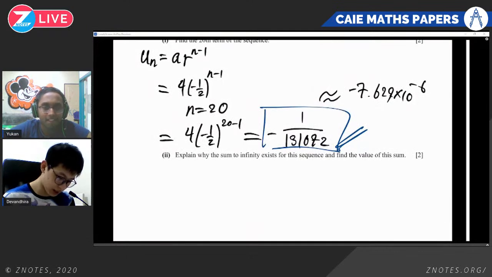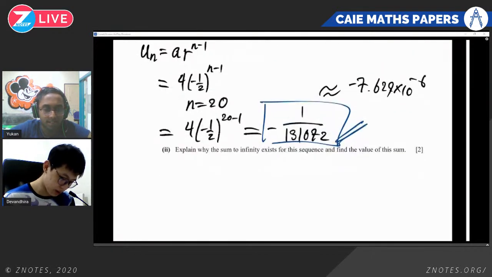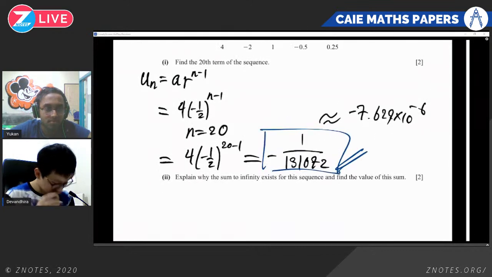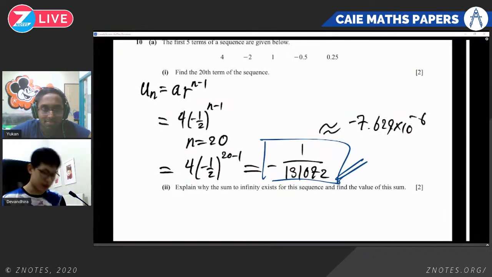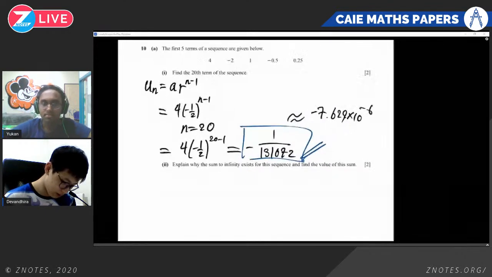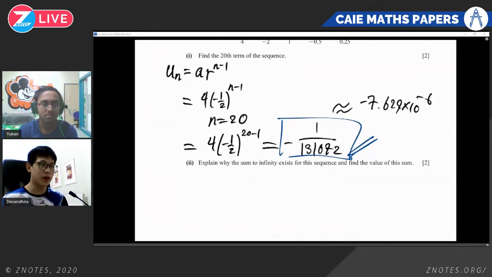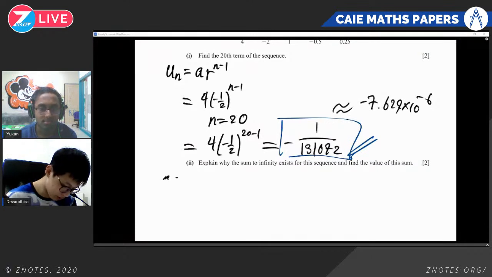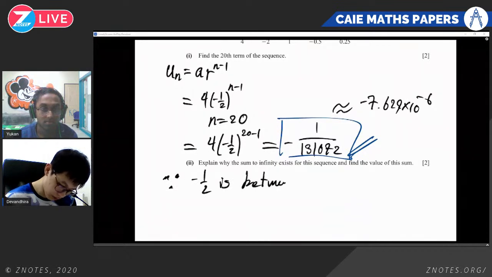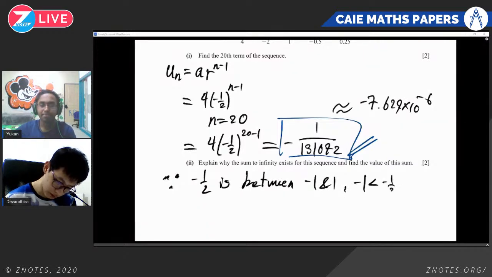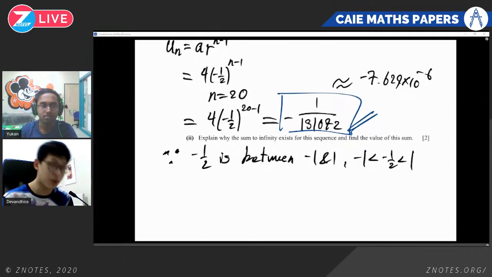Explain why the sum to infinity exists for the sequence and find the value of the sum. So, for a geometric sequence to have a sum to infinity means that the common ratio has to be between negative 1 and 1. Correct? Mm-hmm. And because our common ratio is negative half, that is between negative 1 and 1. So we write it as: because negative half is between negative 1 and 1. Or you can write it like this. Yep. So that's 1 mark.